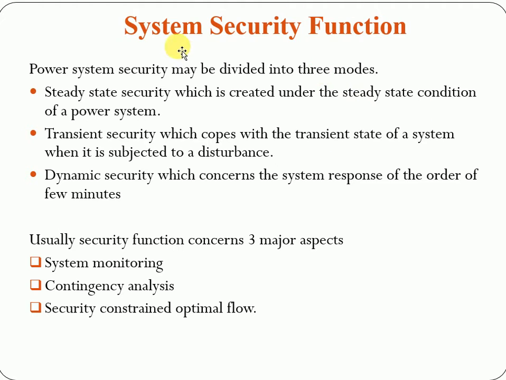If we discuss the power system security function, the security can be divided into three modes. First is the steady state security, which is concerned with the steady state condition of a power system. Transient security, which copes with the transient state of a system when it is subjected to a disturbance. Dynamic security, which concerns the system response of the order of a few minutes. Usually, the security function concerns three major aspects: system monitoring, contingency analysis, and security constrained optimal power flow.